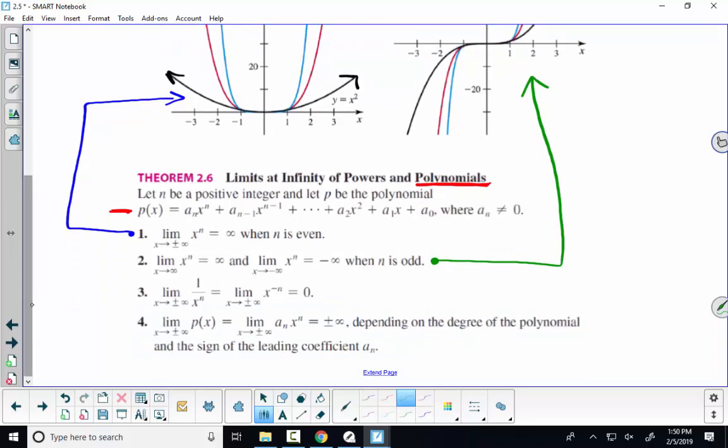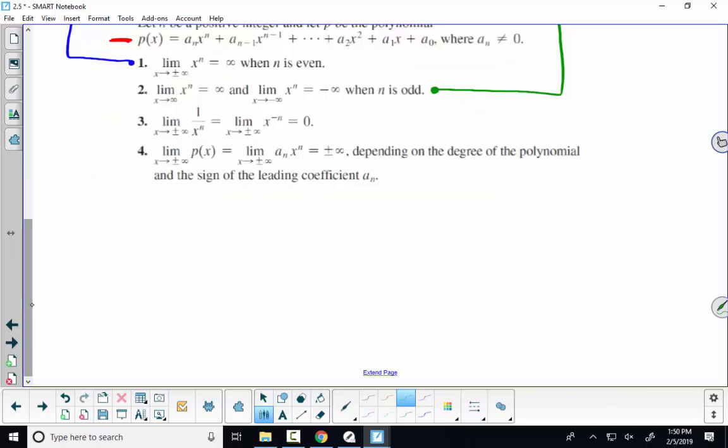Property number 3. As we approach positive or negative infinity, the function 1 over x to a power approaches 0. Doesn't matter what the power is, whether it's even or odd. And we've alluded to number 3 at the beginning of this section.